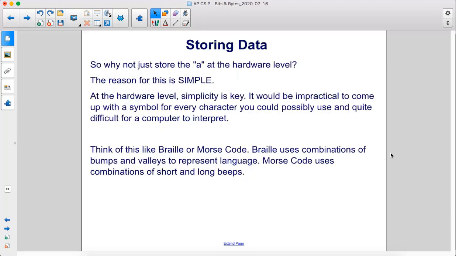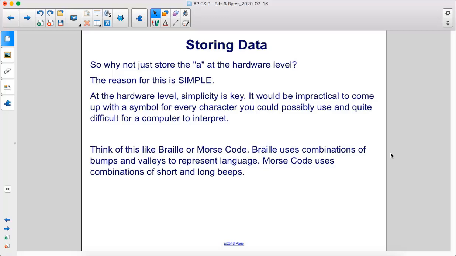So why not just store the A at the hardware level? The reason for this is simple. At the hardware level, simplicity is key. It would be impractical to come up with a symbol for every character you could possibly use, and quite difficult for a computer to interpret.